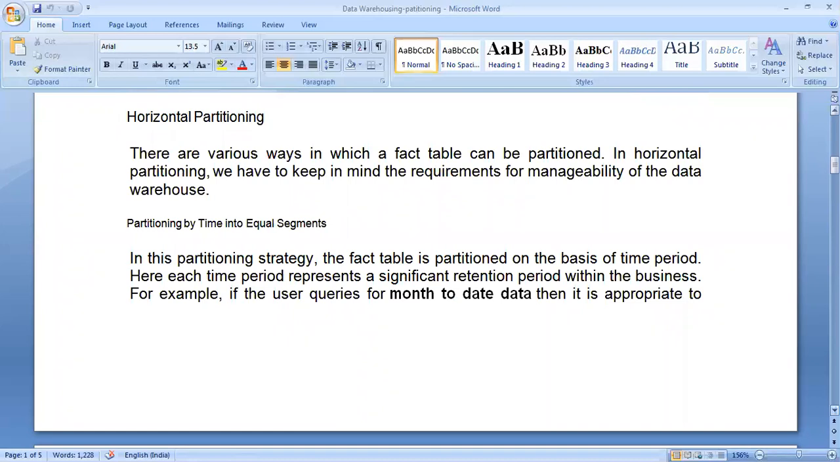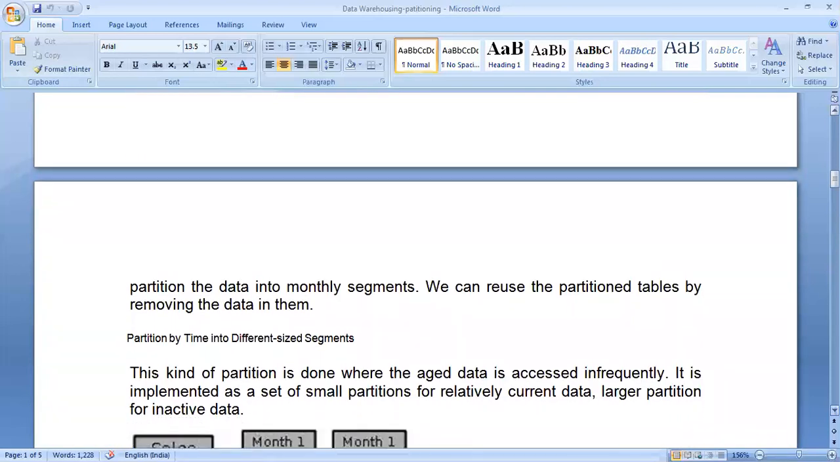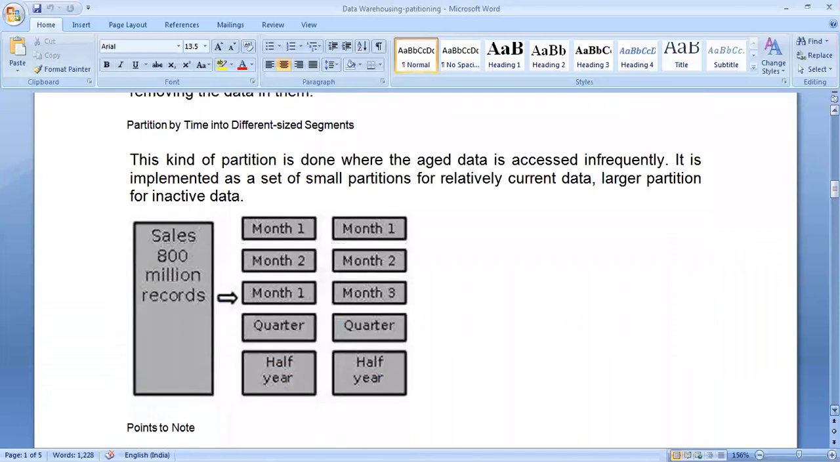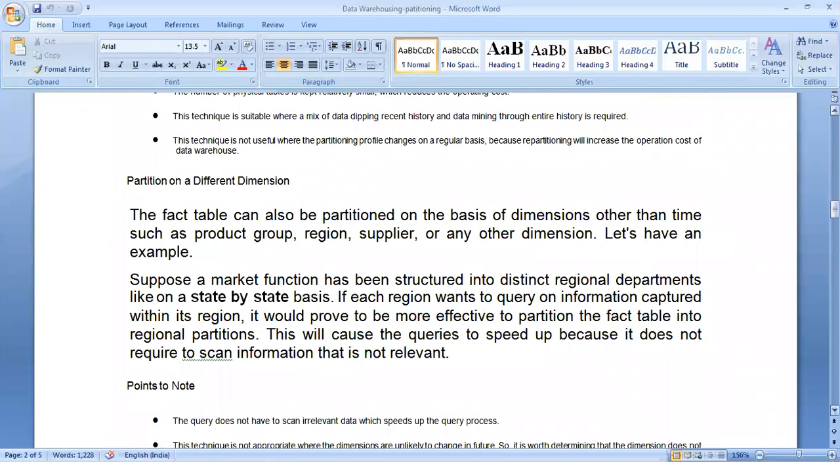These are basically three. And in horizontal partitioning, we have to keep in mind the requirement of the manageability of the data warehouse. In horizontal partitioning, we generally consider a single dimension and divide it in three ways, either of the three ways or both, or all of them together. First, partitioning the one dimension into equal segments, then partitioning them into different size segments, and the third and the last is partitioning on a different dimension.